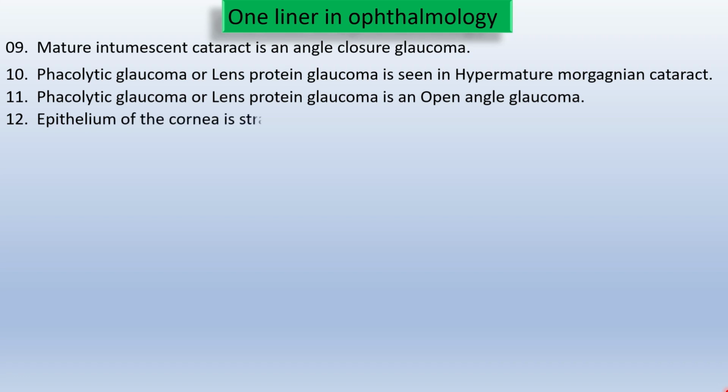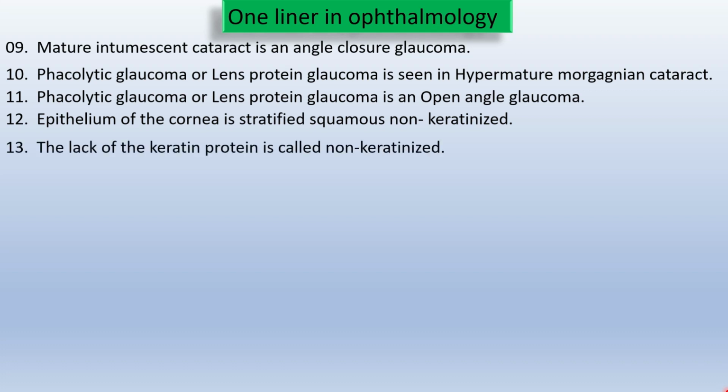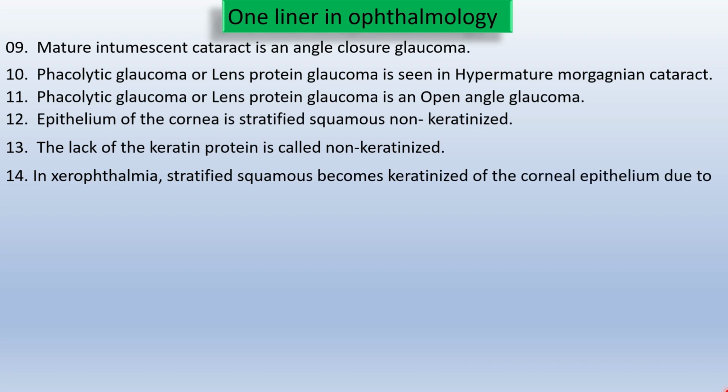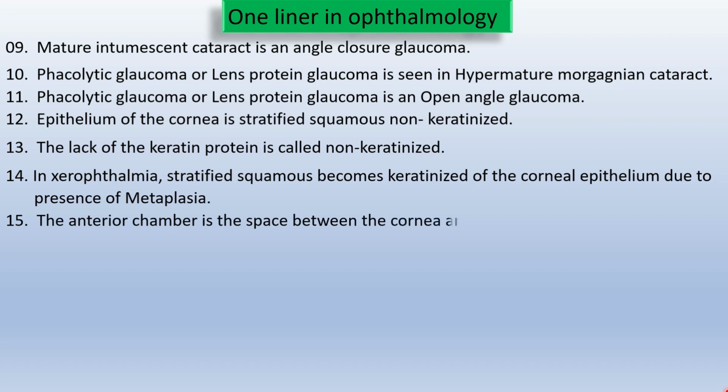Epithelium of the cornea is stratified squamous, non-keratinized. The lack of the keratin protein is called non-keratinized. In xerophthalmia, stratified squamous becomes keratinized in the corneal epithelium due to the presence of metaplasia. The anterior chamber is the space between the cornea and the iris. Anterior chamber is filled with aqueous humor.